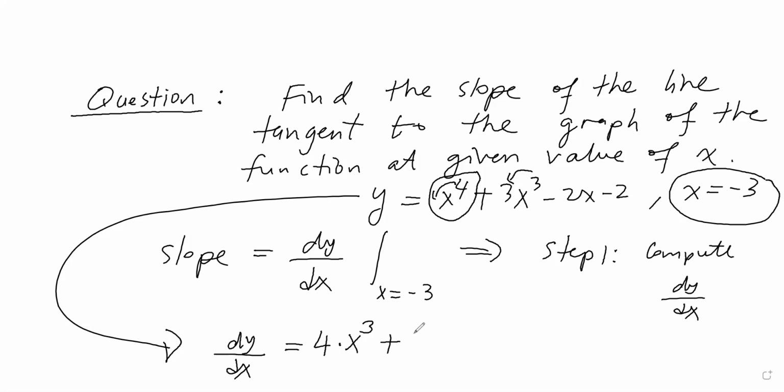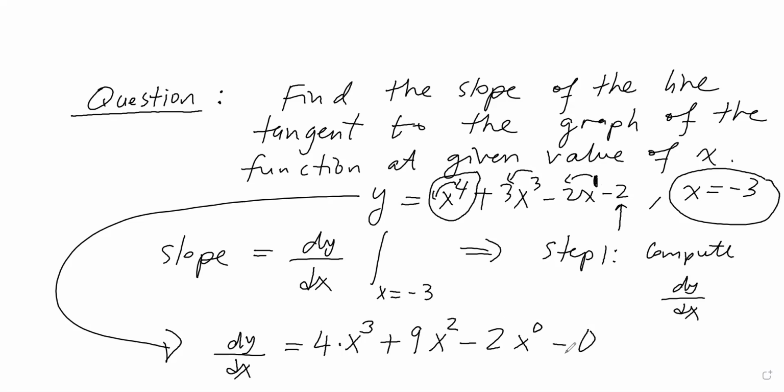For this one, we bring the 3 here, so we multiply this 3 with the coefficient of x cubed, so 3 times 3, 9, and we subtract 1 from the power, so it's 2, minus. We do the same thing here: 1 times 2, that's 2, and then we subtract 1 from the power, so it becomes x to the 0. And the derivative of a constant is always 0, so you can just put minus 0, or you may prefer not to put it.